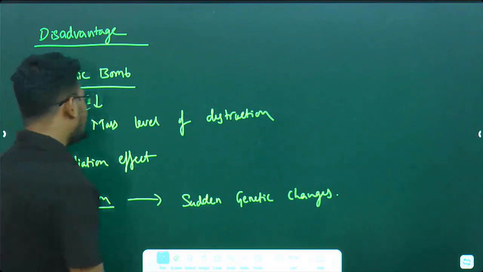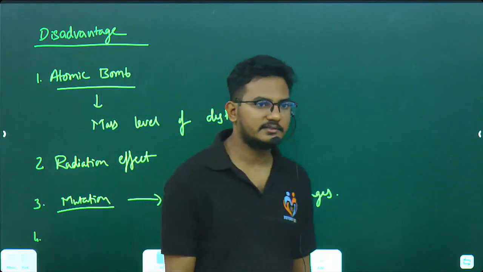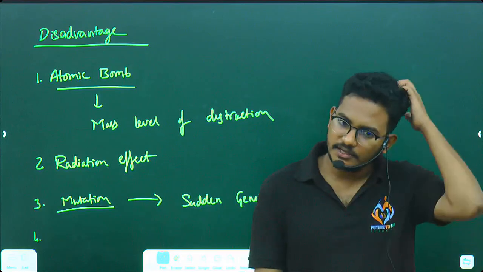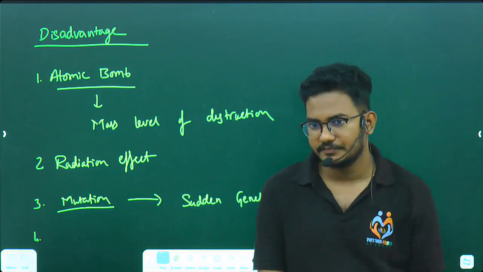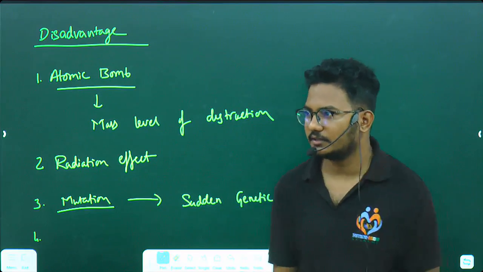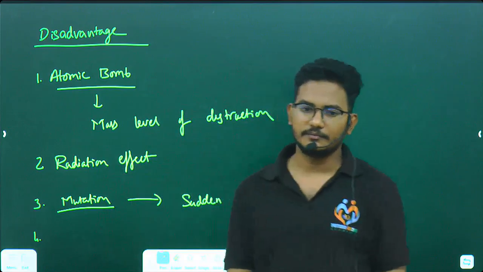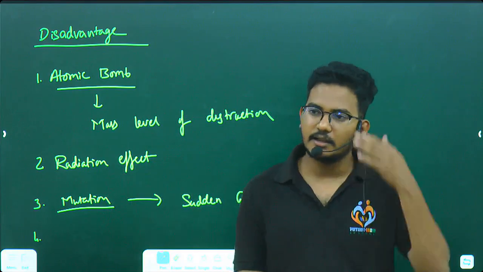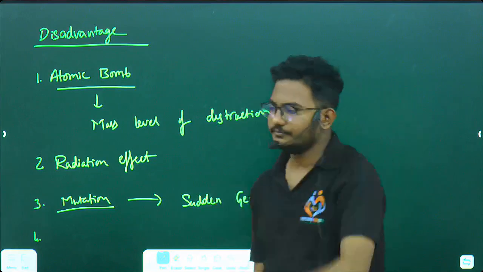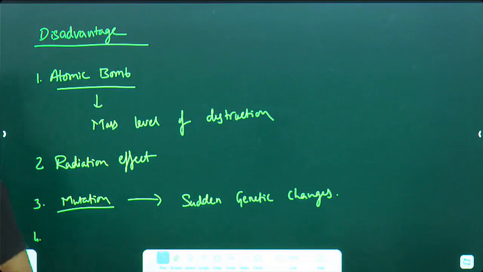Okay, and the fourth disadvantage is: handling and disposal of nuclear waste is a difficult process. I have already told you this technology is there with only 4 countries. India is one of the countries. Bombay, Maharashtra is the first one. So handling and disposal of nuclear waste is a difficult process.